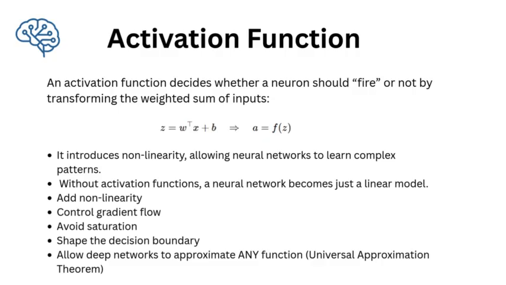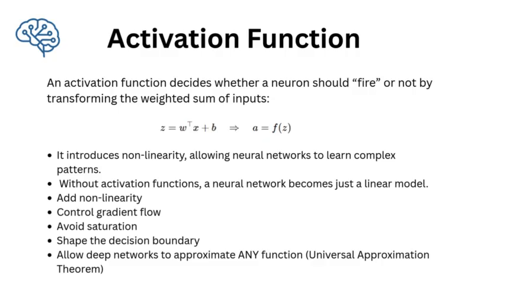Mathematically, the neuron first computes Z equals W transpose times X plus B. Here W represents the weights, X is the input vector, and B is the bias. This value Z is then passed through an activation function F, giving the final output A equals F of Z.